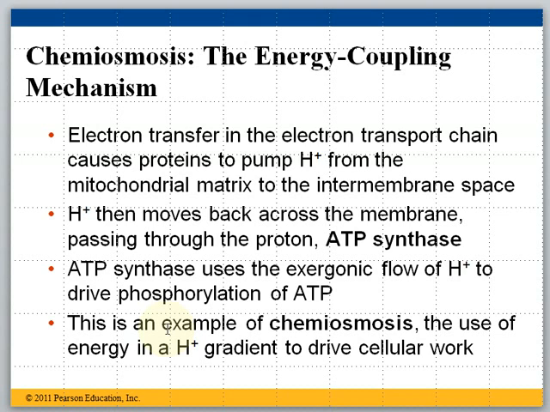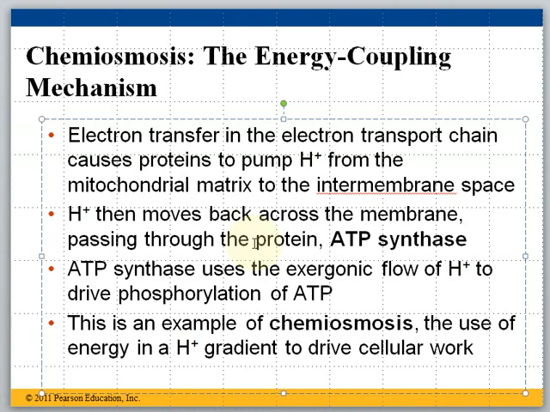Now those H plus ions are building up in concentration in the inner membrane space, and they would rather go back across the membrane and even out that charge. Remember we talked about osmosis and the electrochemical gradient. They want to even out that charge, so they want to diffuse across the membrane and get back to where they were, or get back to the other side so they can even that out. As they diffuse across, they pass through something called ATP synthase.